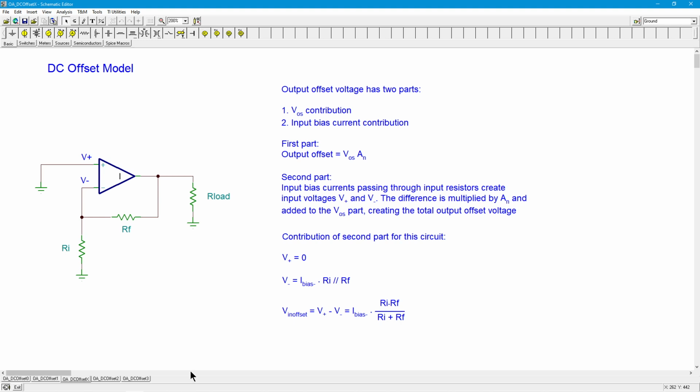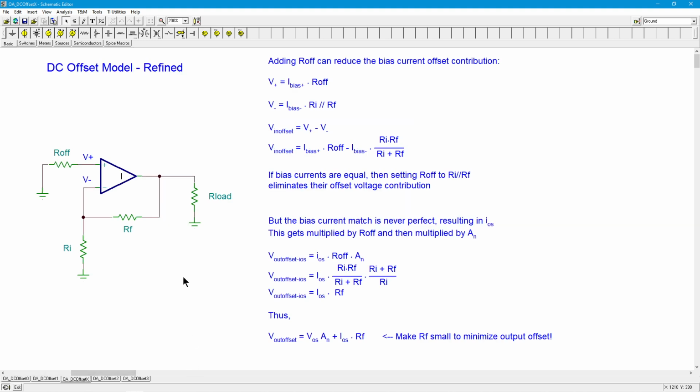In other words, something like this. So I add this offset resistor. On the plus input, basically we have the non-inverting bias current, that base current, times this R offset, okay? That produces a voltage out here.